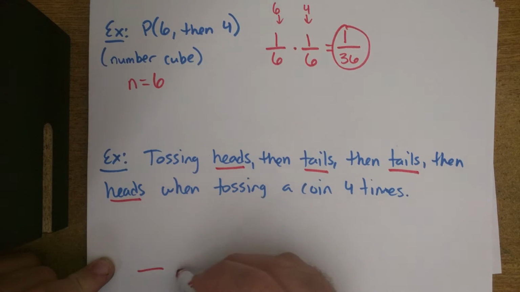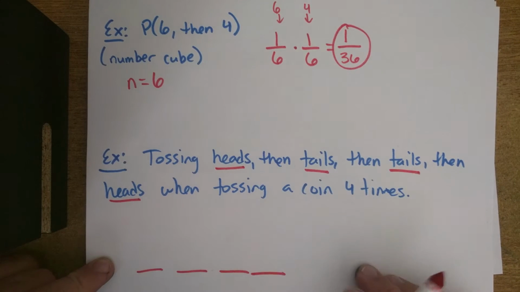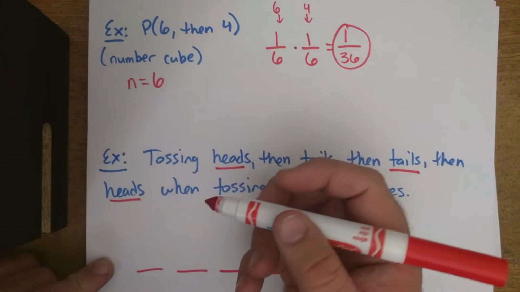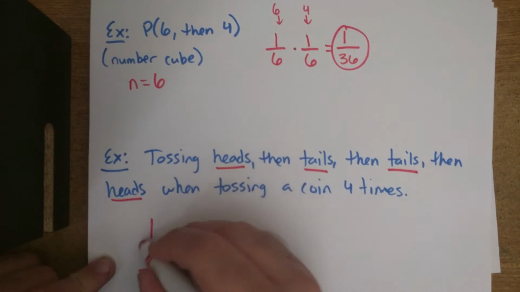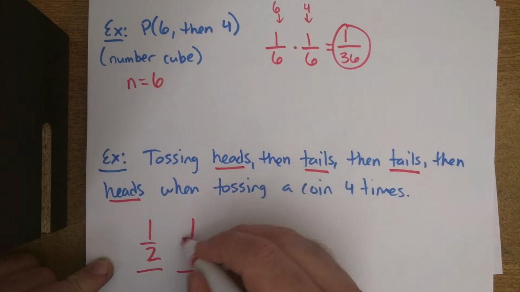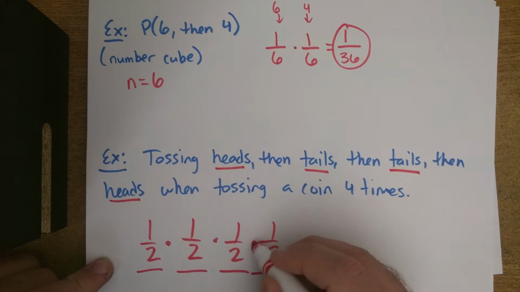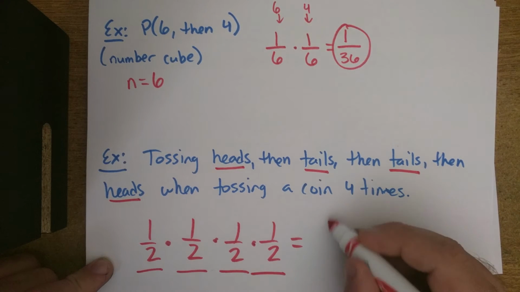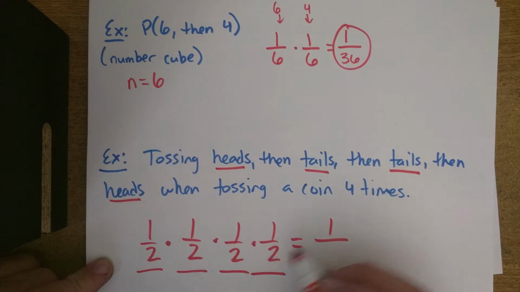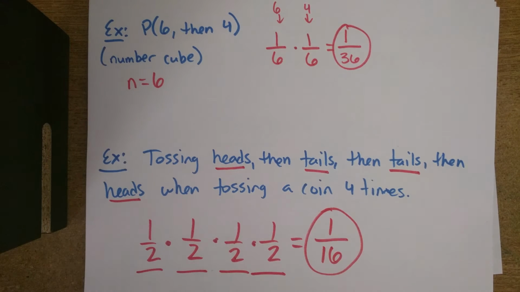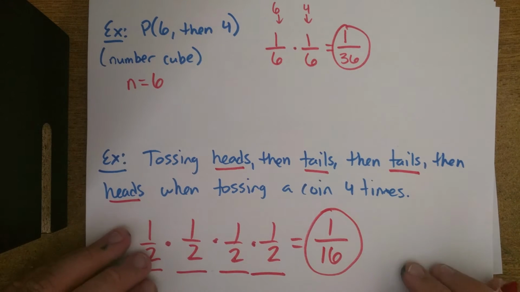So that means we're going to have 4 different fractions. You don't have to draw the blanks like I just did. Just a little visual. So what's the probability of tossing heads? Well, there's 2 outcomes. There's only one side that has heads, so it's 1/2. Tails also has 1/2. Tails, again, 1/2. Then heads is 1/2. The formula says to just multiply these. 1 times 1 times 1 times 1 is 1. 2 times 2 times 2 times 2, that ends up being 16. So the probability of you tossing heads, tails, tails, heads is 1/16.